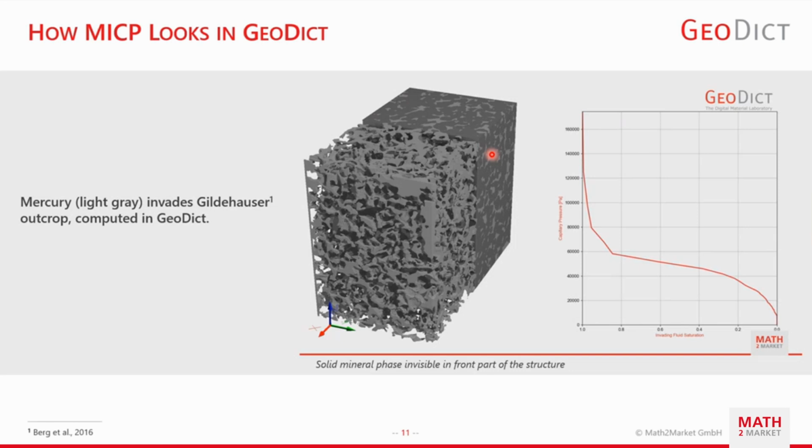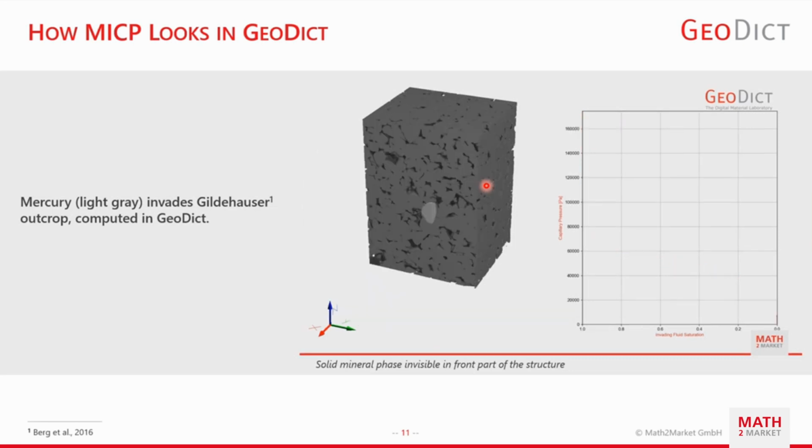Here you can see the end stage of one digital MICP experiment in GeoDict. In light gray are only the pores saturated with mercury. So in the first part of the structure, there are no solids visible. And in the back, you can see in dark gray the solids and also the mercury-saturated pores.